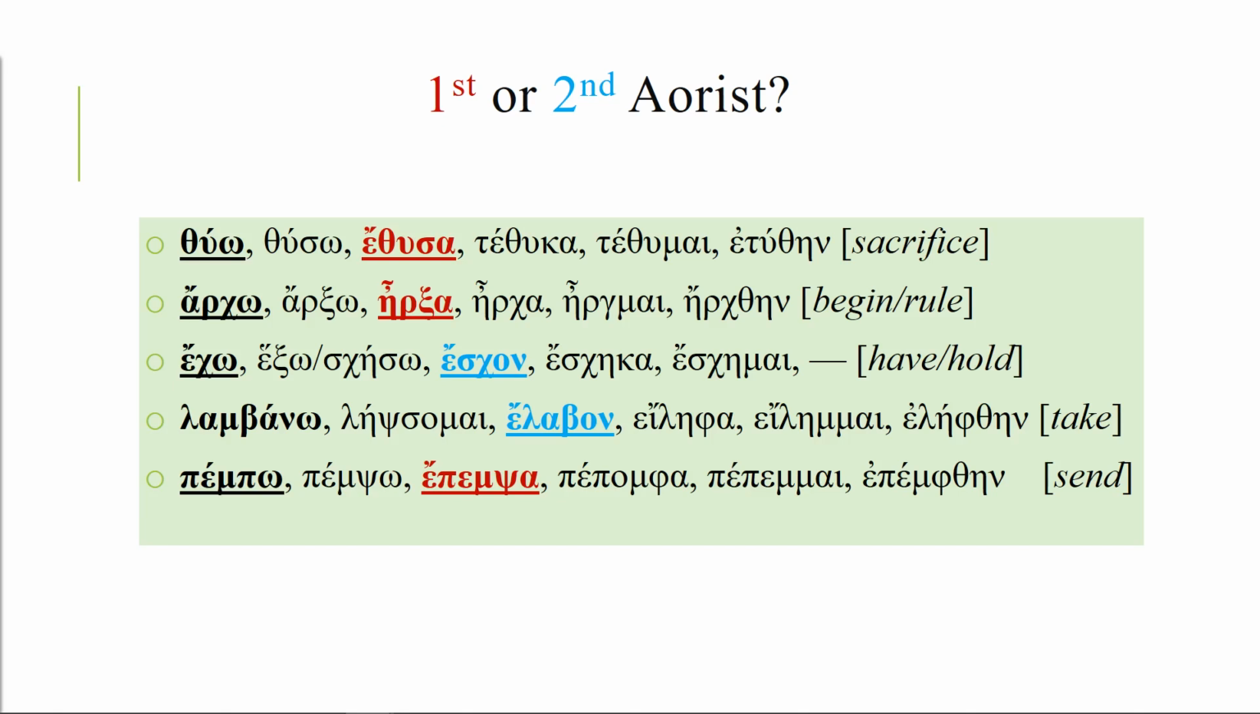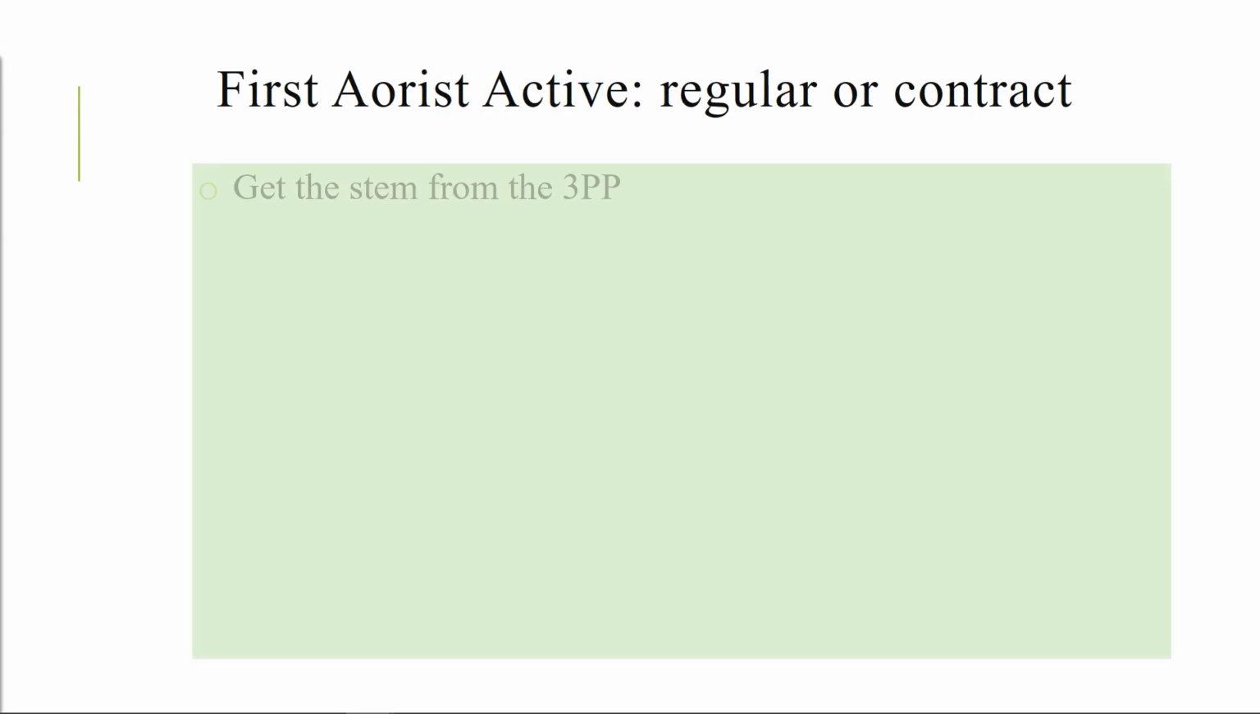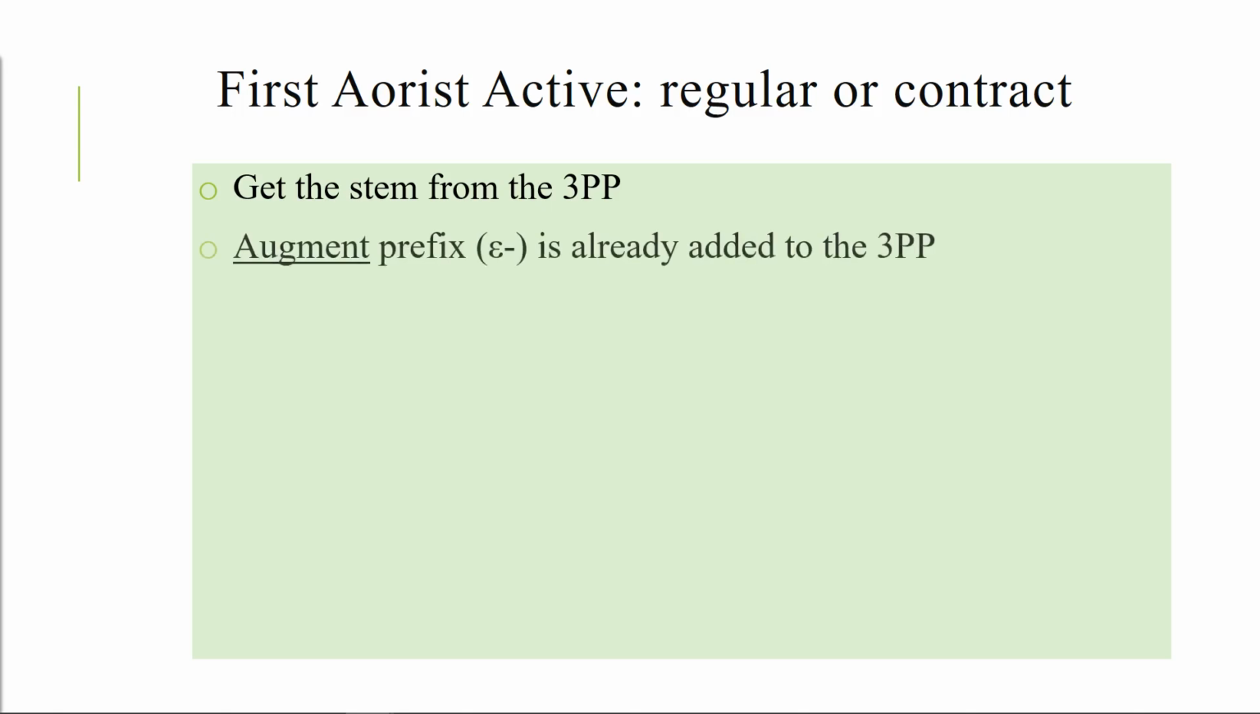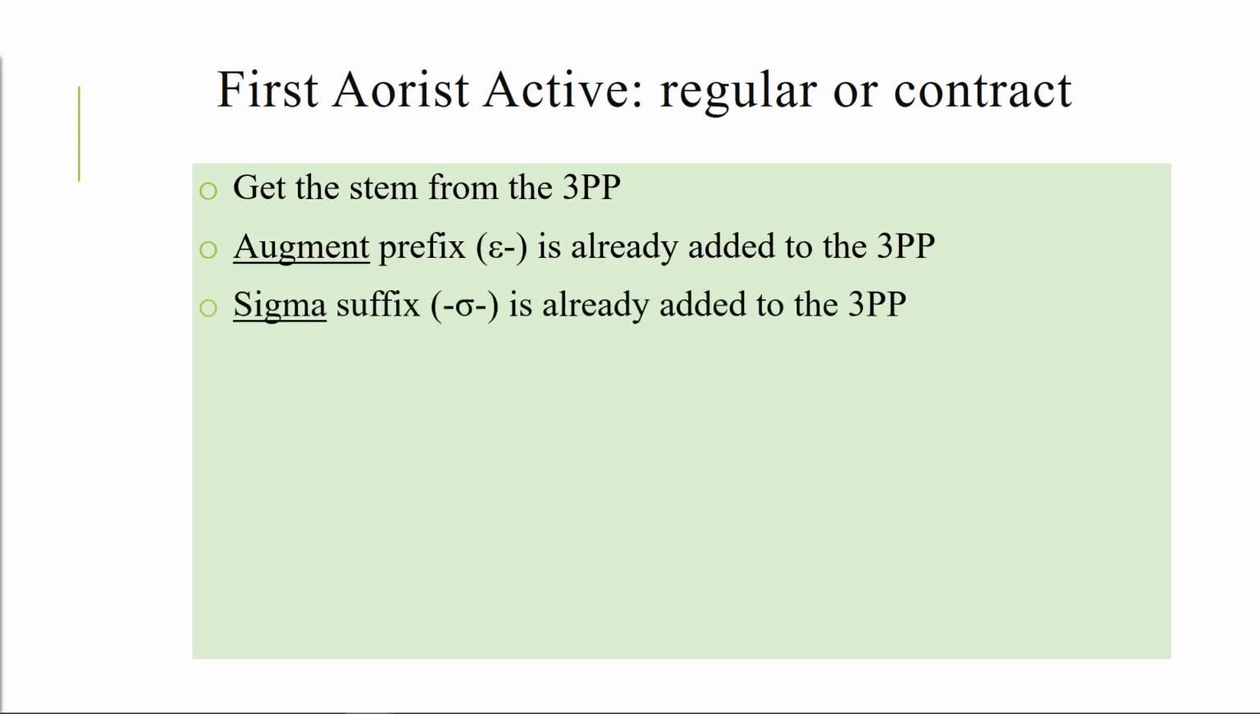And the first aorist is very, very regular. You get the stem from the third principal part. It's not always the same stem as the present, but it often is the same stem as the present. You check, you add the augment, although, okay, let's be real. The third principal part already has the augment in it, but there will be an augment there, right? You just take that third principal part. You will add a sigma, which is already in the third principal part.